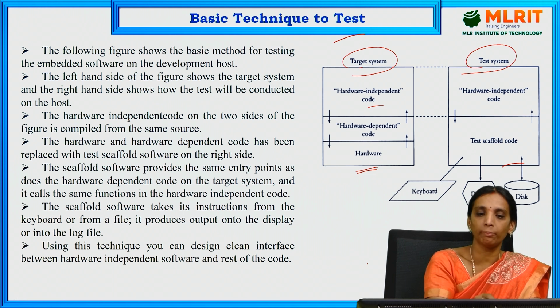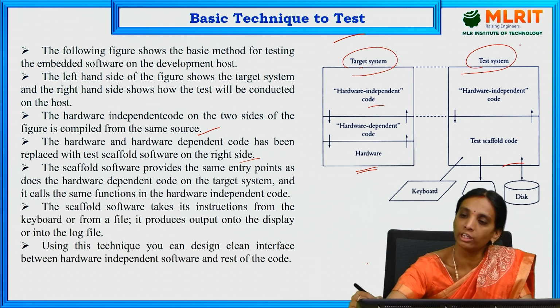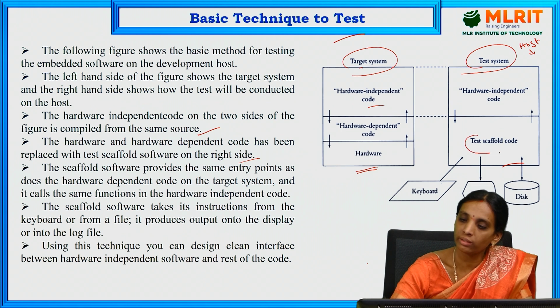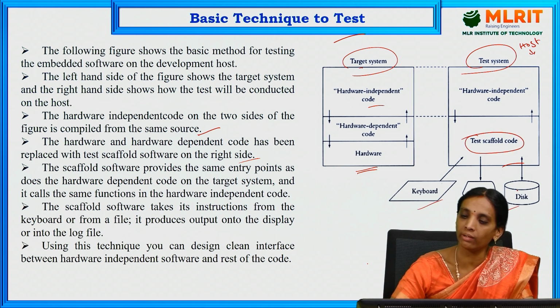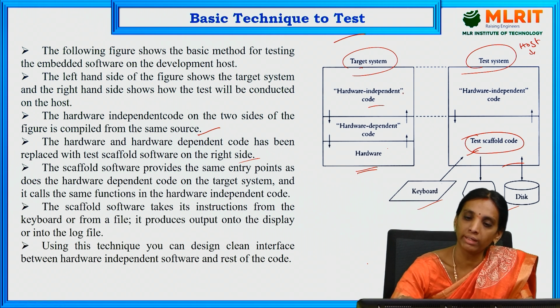Next, the hardware dependent code has been replaced with test scaffold software on the right side. The host system is purely a software development system, so there is no possibility of running hardware dependent code. For hardware dependent code, we can use this test scaffold code for the keyboard, display and disk, whatever peripherals we have. The user will enter the data which is taken from the hardware in the host machine, but in the target machine, we can directly use the hardware dependent code.